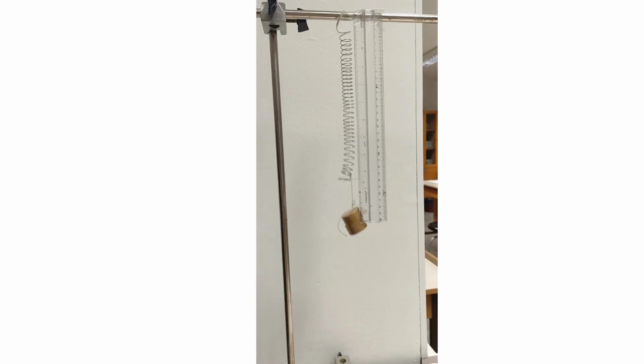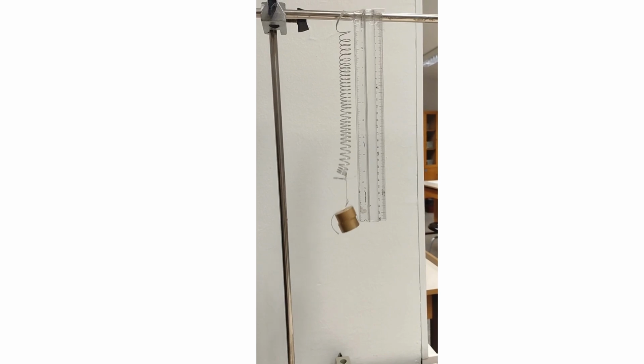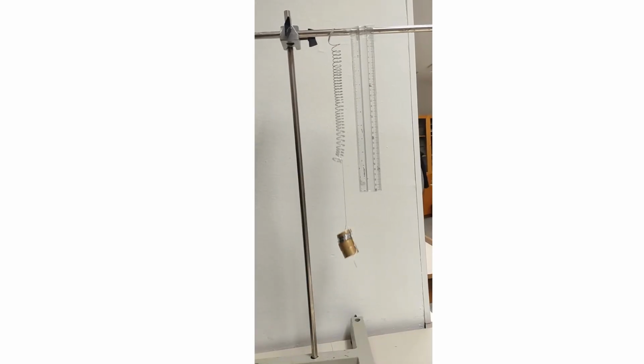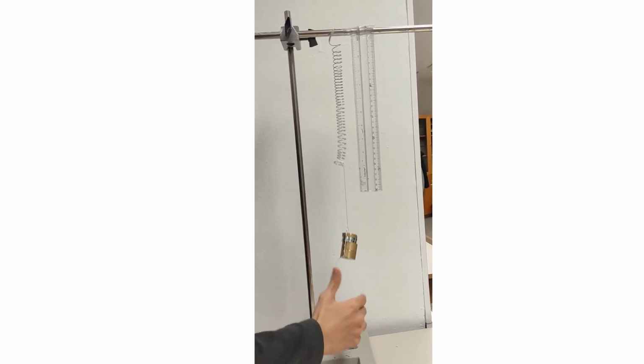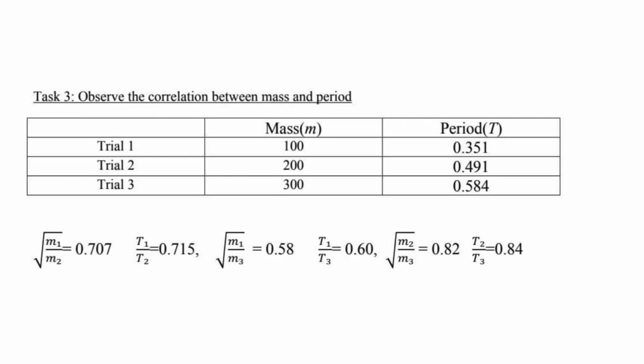In task 3, I investigated the correlation between period and mass. I put 100, 200 and 300 gram masses on spring 1 and calculated the period. Because of some technical issues, I wasn't able to upload the video where I put the 100 gram mass. By the results I got, I saw the period approximately increases, proportional to the square root of mass, as mass increases, just as you can see in the task 3 table.